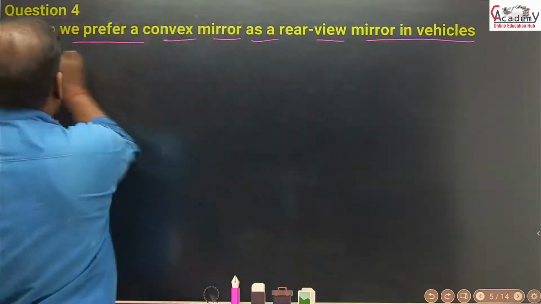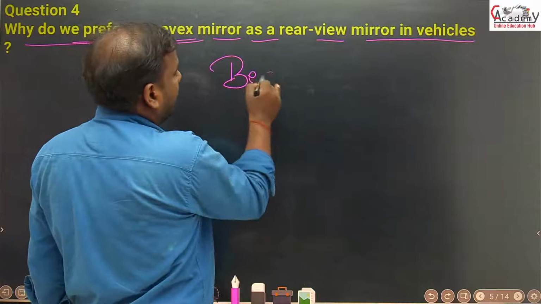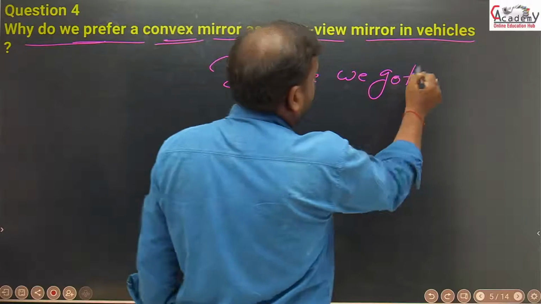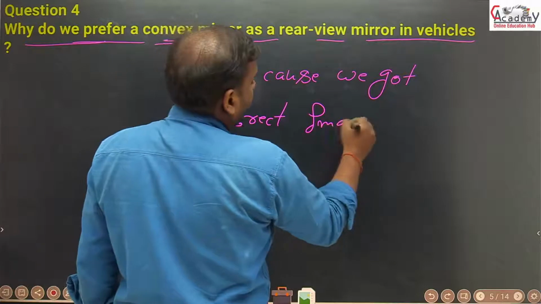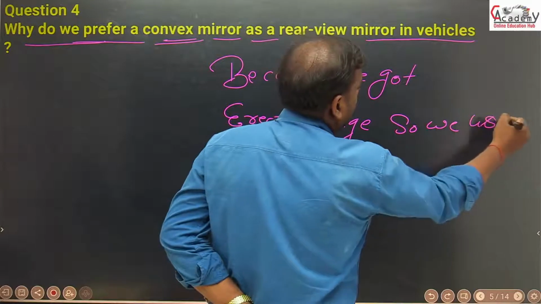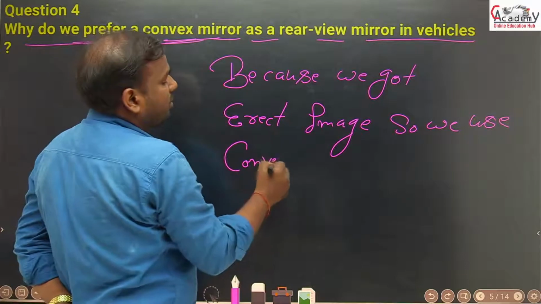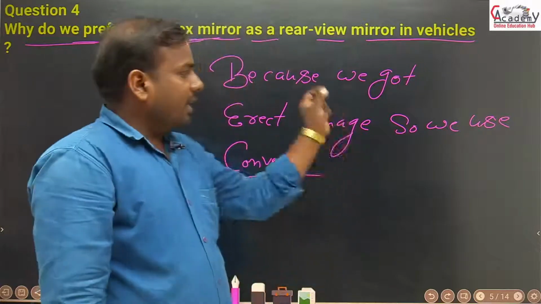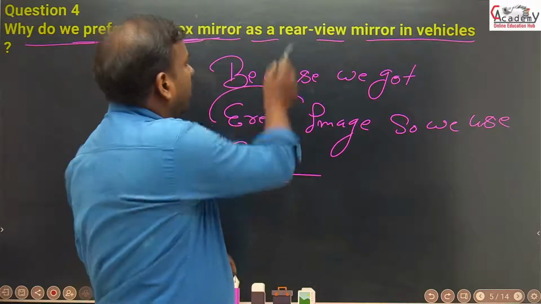So why do we prefer the convex mirror? Because we get an erect image, so we use a convex mirror. Why do we use a convex mirror? Why do we prefer a convex mirror? For getting an erect image, we always prefer a convex mirror.